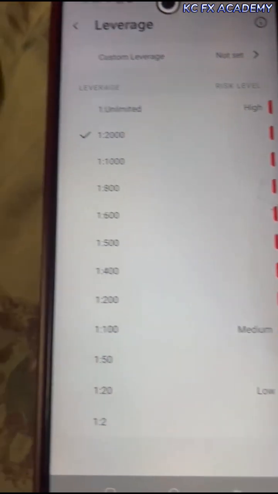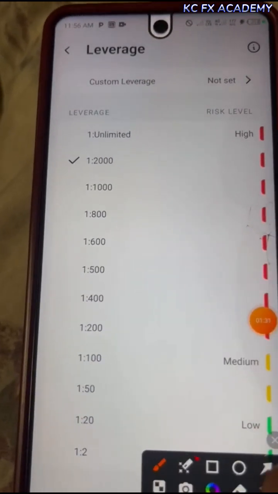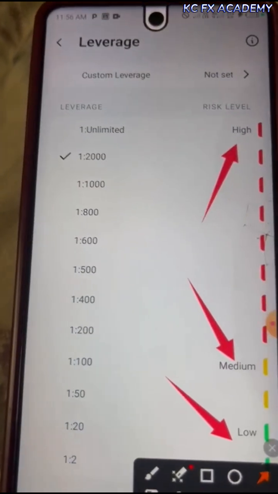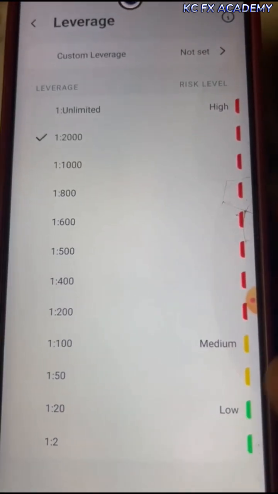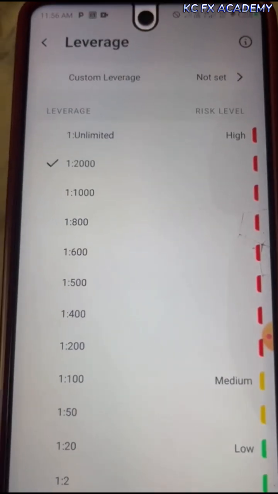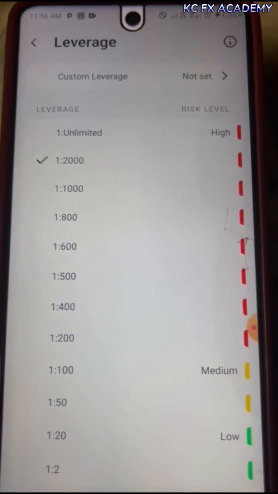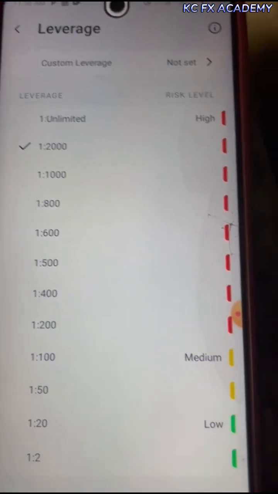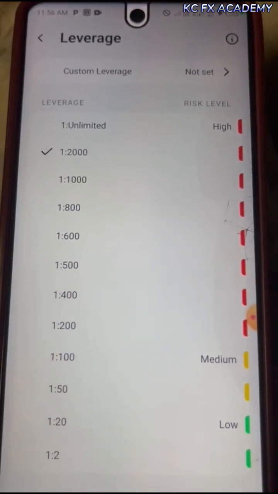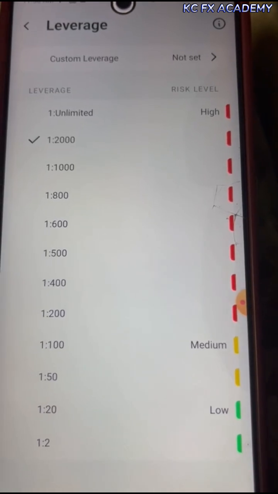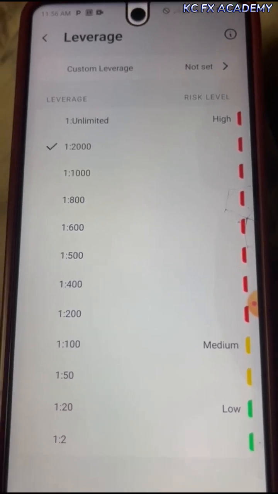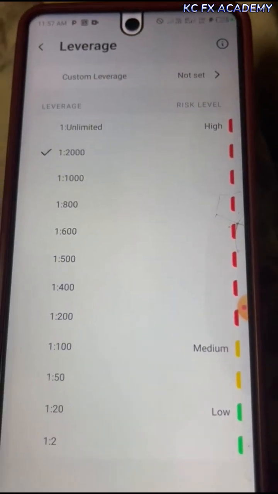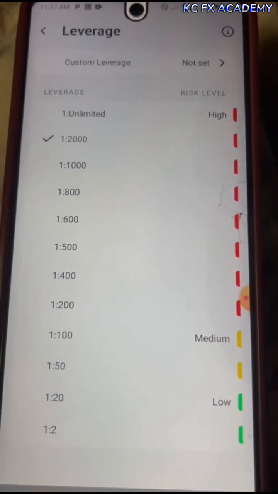You see where they write a low leverage, a medium, and a high leverage. These red ones are high leverage. Do you understand what I said about leverage? It's all about the money that the broker lends you. For example, a leverage of 1:100 and a leverage of 1:1000 are different, because the broker lends you 100 times the money you have, but this one is 1,000 times the money you have. So that means it's not the same thing.